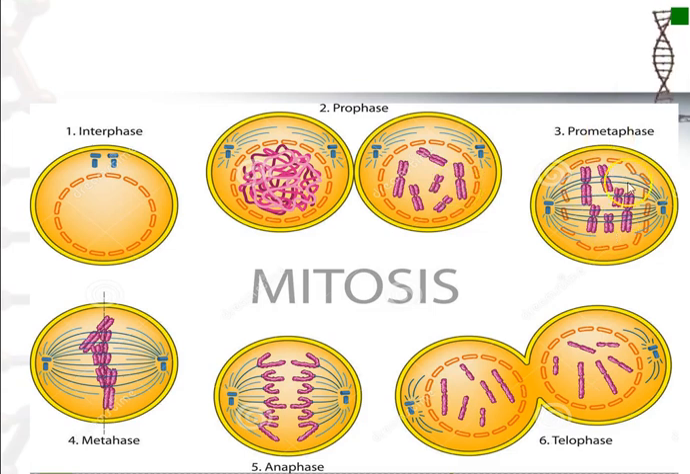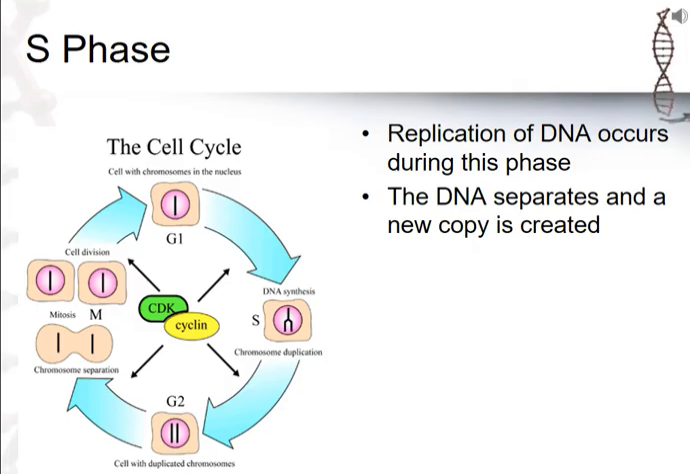In prometaphase, you start seeing the spindles. We then, in metaphase, they line up with the spindles. In anaphase, the chromatids start separating. And here, in telophase, we have 2 separate cells with the exact amount of genetic information as the initial cell had. So from 1 cell, we have 2 cells.